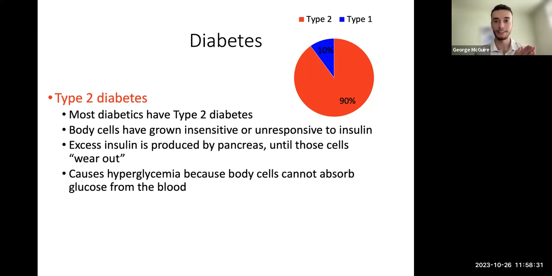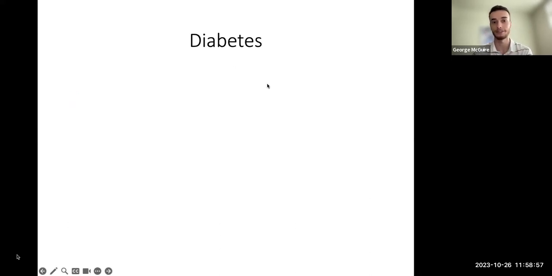So in type 1 diabetes, the pancreas is not producing insulin or not producing enough insulin. In type 2 diabetes, insulin is being produced, but too much of it. And so our cells have worn out and become tolerant to it and no longer react to insulin the way they were supposed to. And so this is much harder to treat, right? Because you can't just inject that hormone, because the cells still aren't reacting to it.